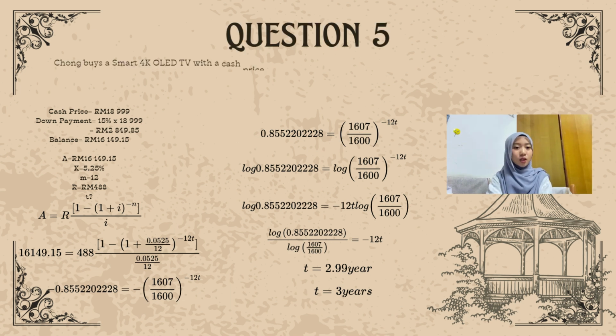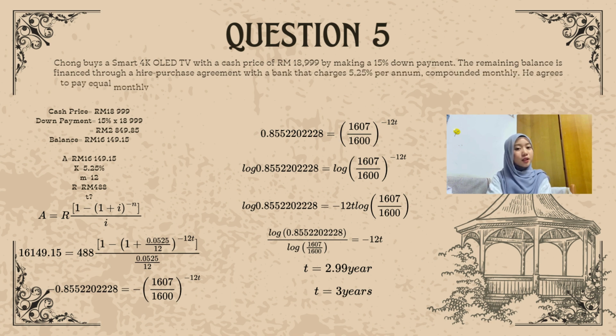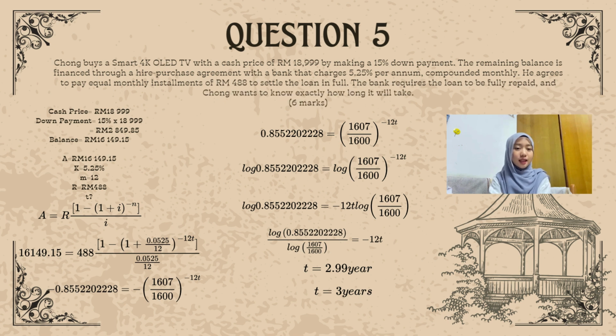So I will explain how to calculate the repayment period for a loan using the present value of an annuity formula. We are given the cash price of 18,999 ringgit. A 15% down payment is required. So when we calculate, the down payment is 2,849.85 ringgit. Then we subtract the down payment from the cash price. The balance will be 16,149.15 ringgit, so that is the amount that will be financed.